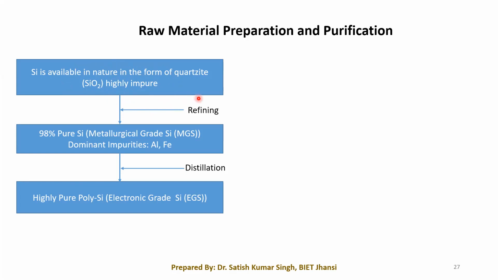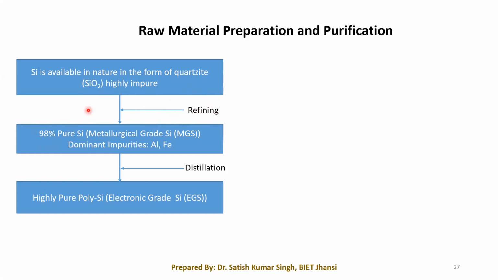So what is the process that we have to focus on? We have to do the refining. We have to refine it, and all these processes are chemical processes. We have to do certain chemical reactions and then do this purification. So we have to do the refining process. And after the refining process of your SiO2, you will be getting 98% pure silicon, in the very first step, when we do the refining.